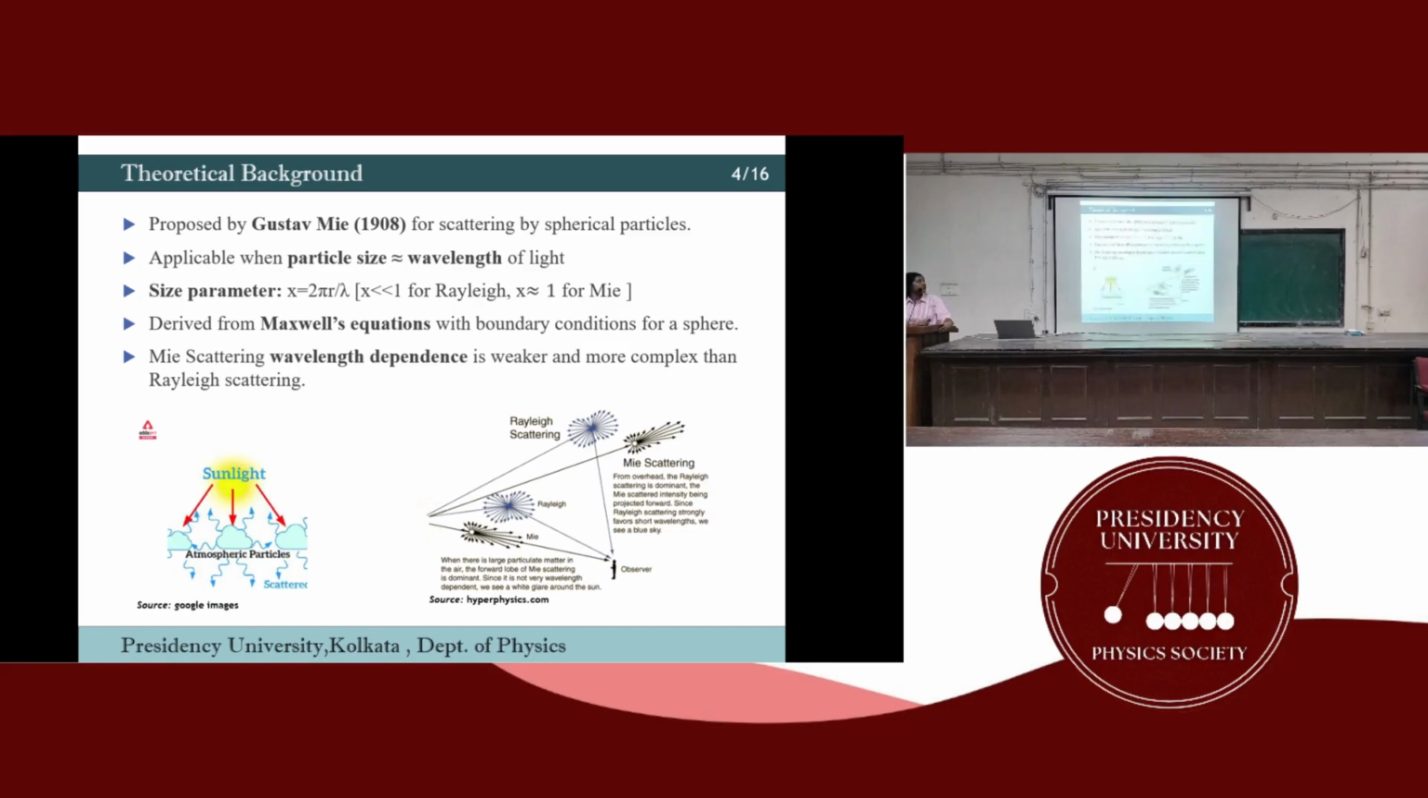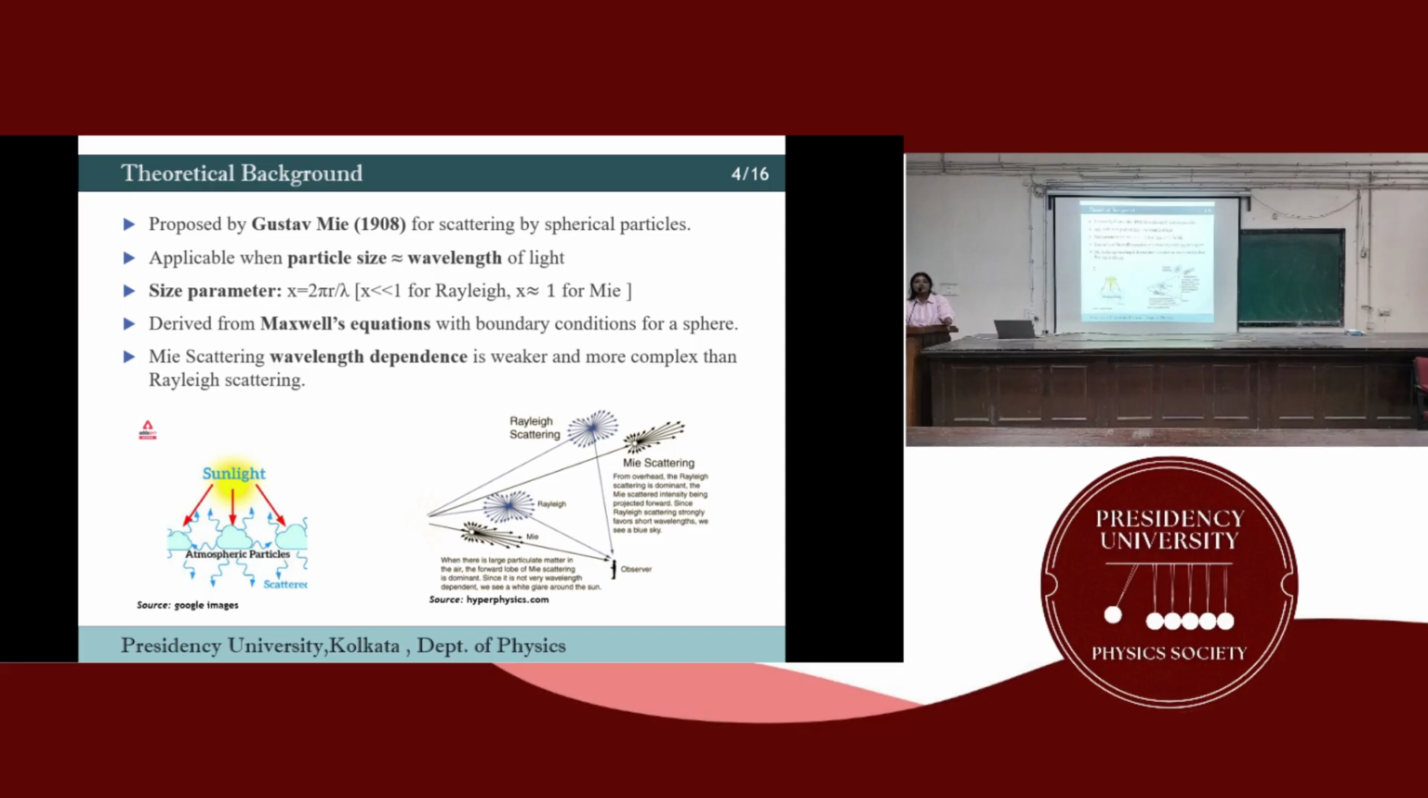Then moving into the theoretical background, in 1908, the scientist Gustav Mie first proposed this Mie scattering theory for scattering by spherical particles, and it is applicable when the particle size is equal to or greater than the wavelength of the incident light. The size parameter is x equals 2 pi r by lambda. Here x is the phase of the wave and r is the radius of the spherical particle.